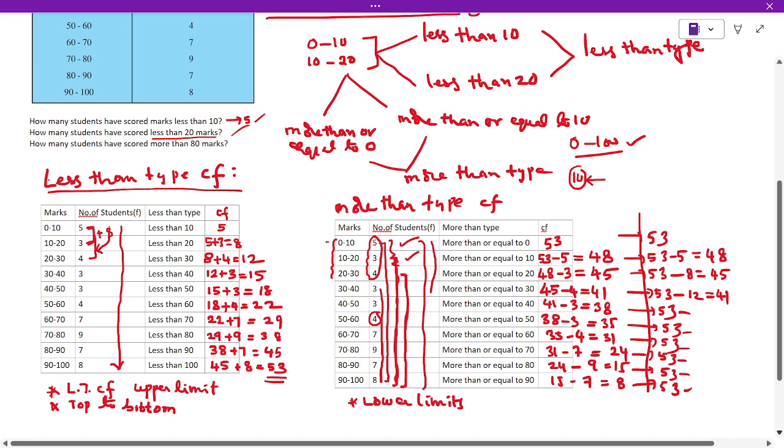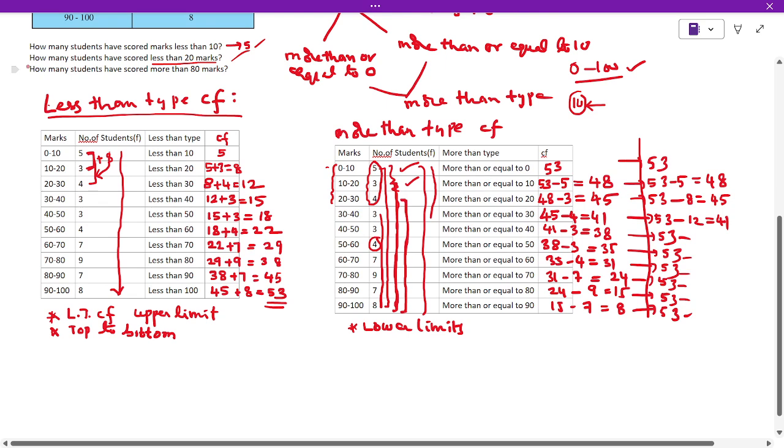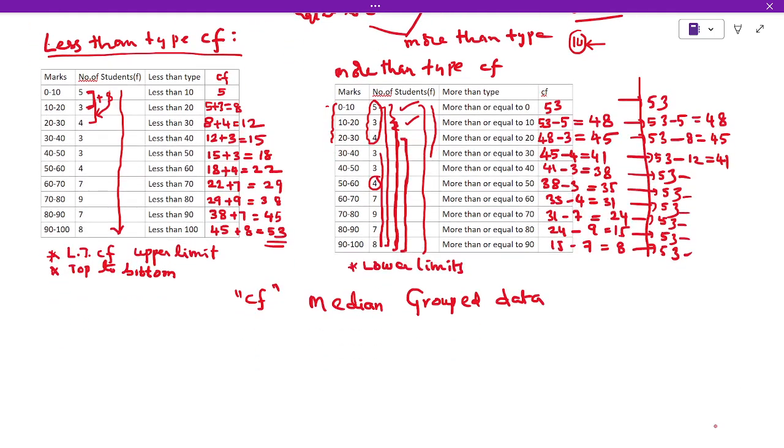We use these cumulative frequencies not only to solve these kinds of questions, but also to find the median. Okay, so the median of grouped data is going to be our next session. Okay, so that's all from my side for this session.